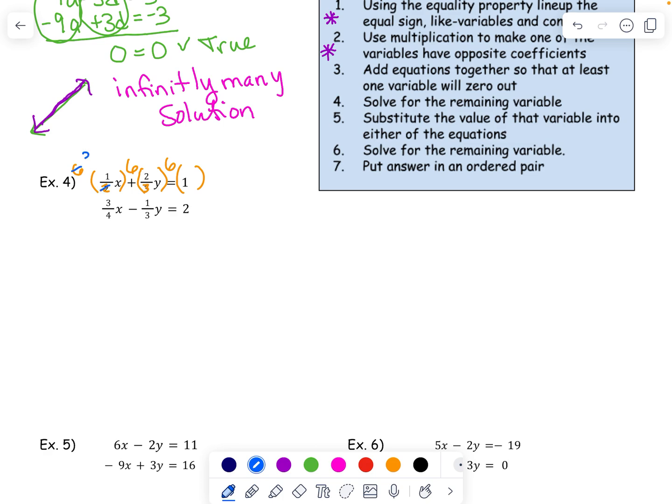So as we do that, this guy will be turning into a 3. 3 times 1 is 3, so 3x. This guy would be 2. 2 times 2 is 4y. And then 6 times 1 is 6. And then we go to the next one.